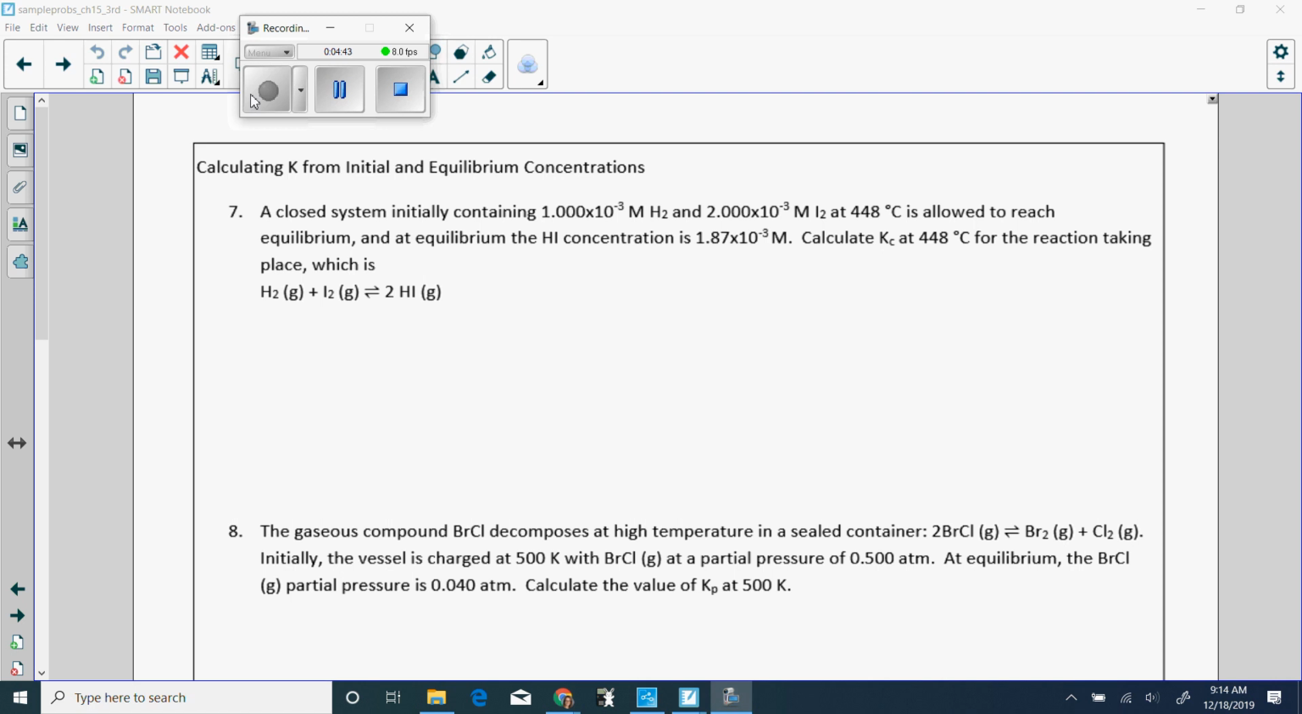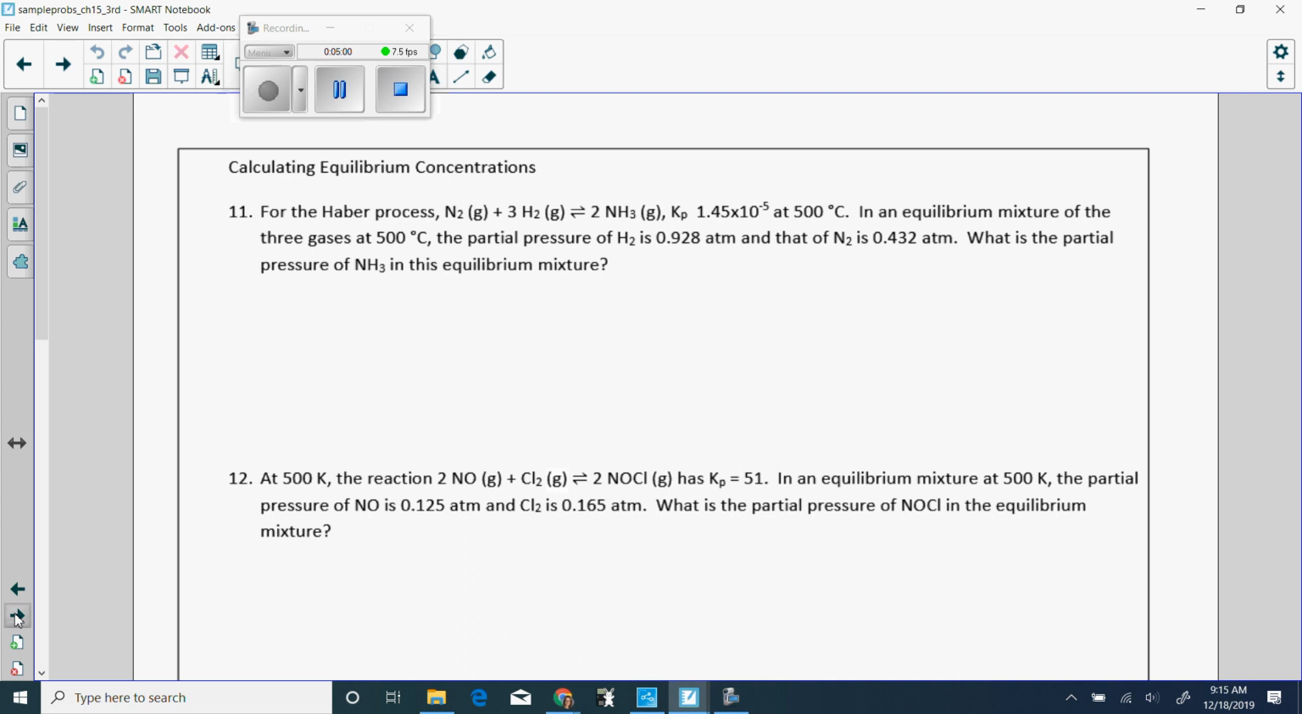These are sample problems. Where are sample problems? I'm lying. We're starting at 11. One more page.